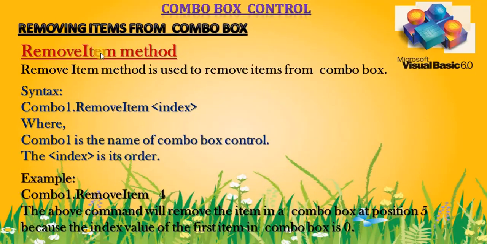Then we have the remove item method for removing an item from the combo box. You can observe that these methods are the same as those of list box. Remove item method is used to remove an item from the combo box. Here you have to write combo1 dot remove item and then the index position of the item you want to delete. You can see the example combo1 dot remove item 4.